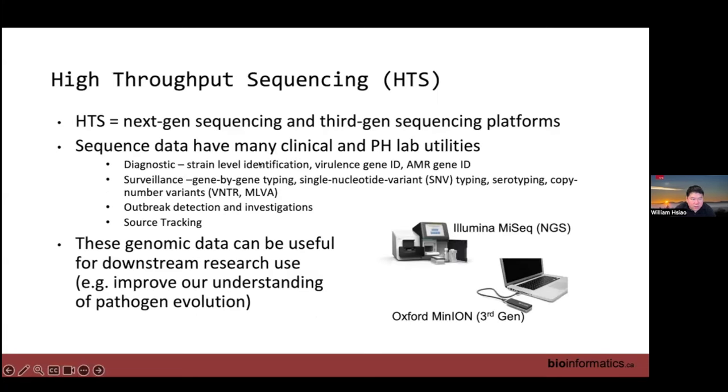Okay, so very briefly, high throughput sequencing, I think many of you are aware, is both the next generation sequencing that we associate with Illumina instruments, and also third generation sequencing platforms that give you typically longer reads, such as Oxford Nanopore or PacBio. The sequence data have many clinical and public health utilities, as I mentioned before. These genomic data can also be useful for value-added analysis, especially in the research environment. And this highlights the importance of making sure these data are reusable.